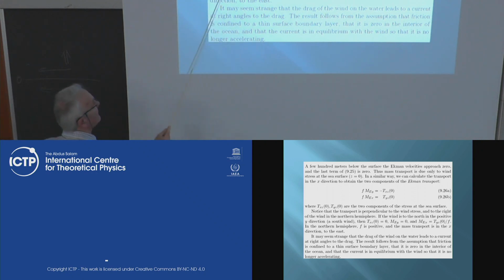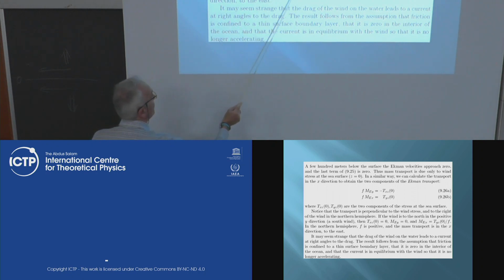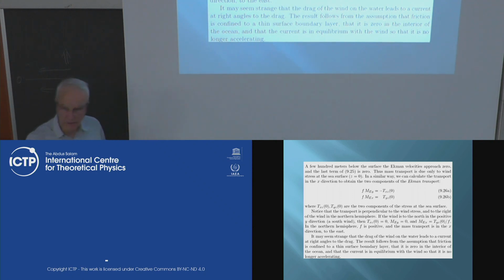In a similar way, we can calculate the transport in the x direction to obtain the two components. So these are the two components of the Ekman transport. The Ekman transport is directly proportional to the components of the wind stress at the surface. This is a very simple and elegant solution, which tells you that the stronger the wind stress, the stronger the Ekman transport.